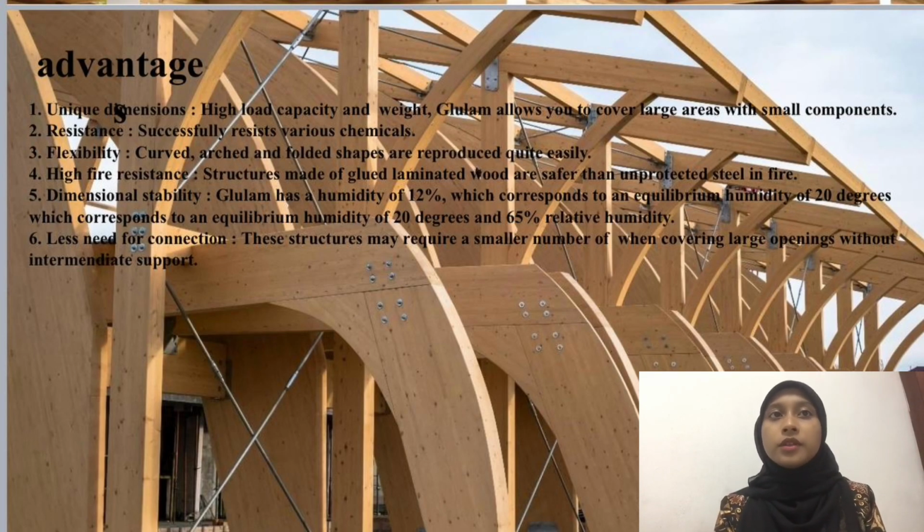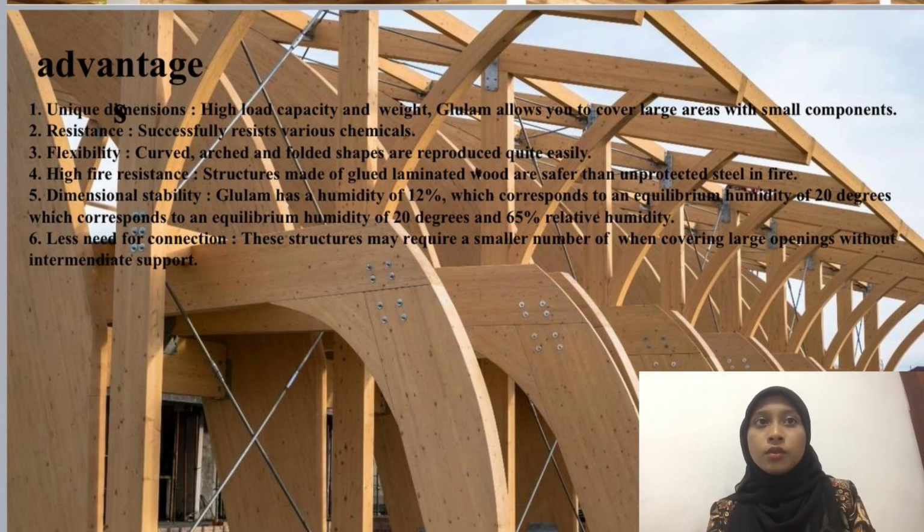Advantages. Number 1, unique dimensions. High load capacity and low volume weight allow you to cover large areas with a small component. Number 2, resistance. Successfully resists various chemicals. Number 3 is flexibility. Curved, arched, and fully shaped pieces are reproduced quite easily. Number 4, high fire resistance. Structures made of glued laminated wood are safer than unprotected steel in fire.